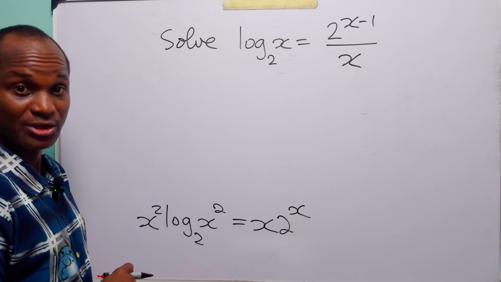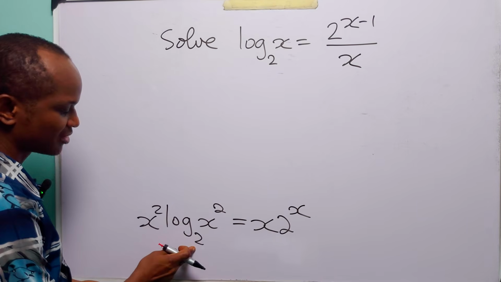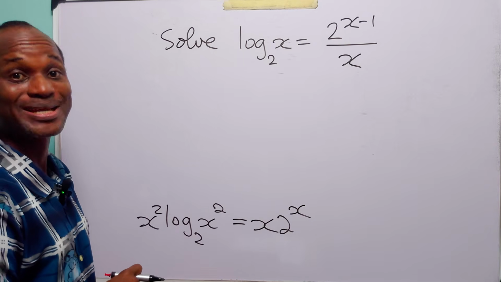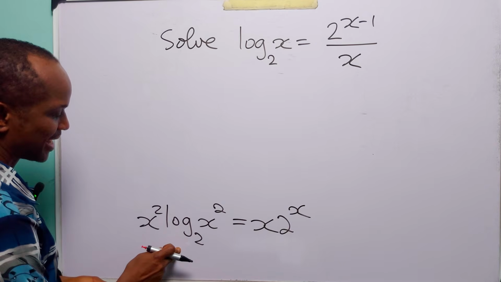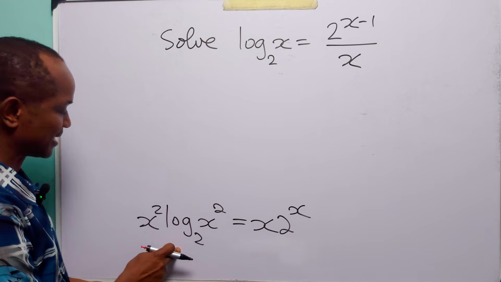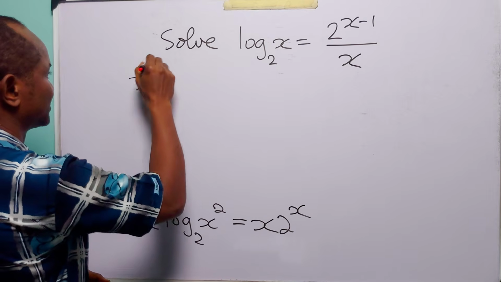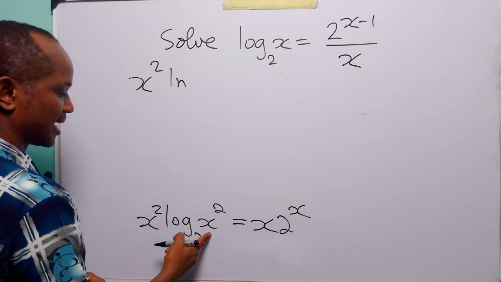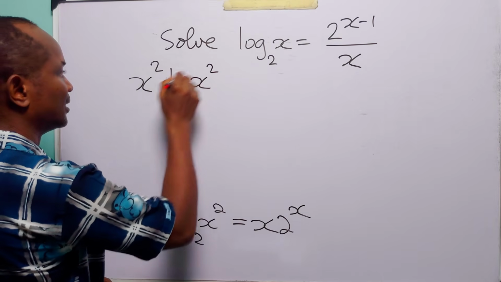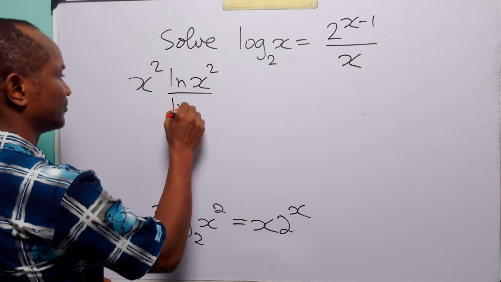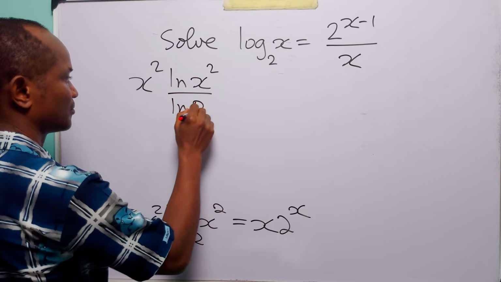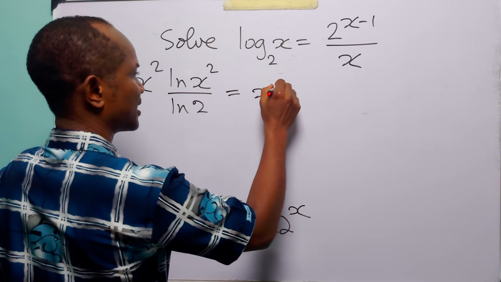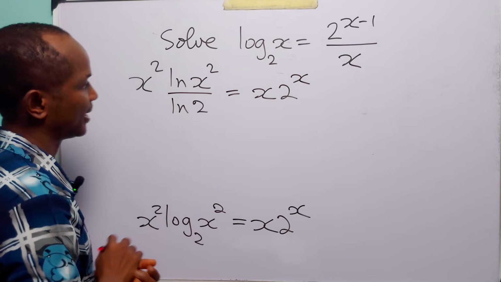Now, the next thing we are going to do is change the base of this logarithm from base 2 to the natural logarithm, that is log to base e. So when we apply the change of base formula to the left-hand side, we have x squared times ln x squared divided by ln 2. And of course, this is equal to x times 2 to the power x.